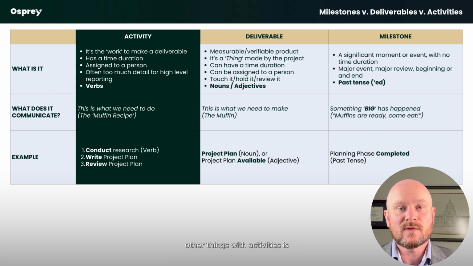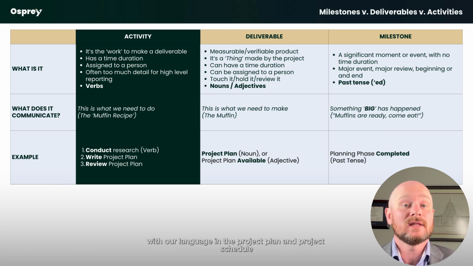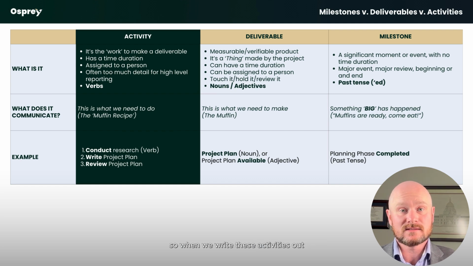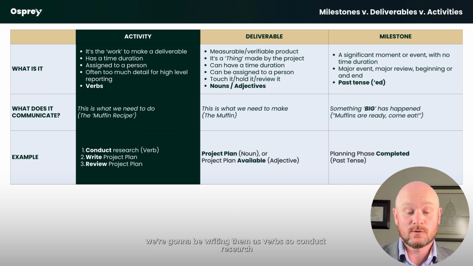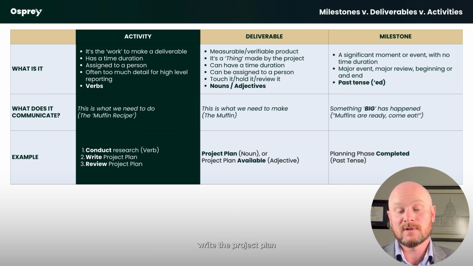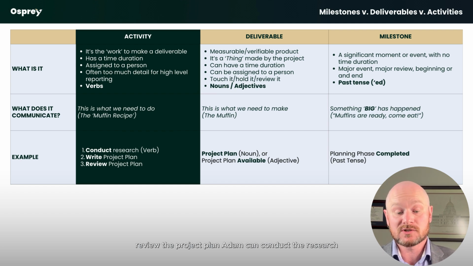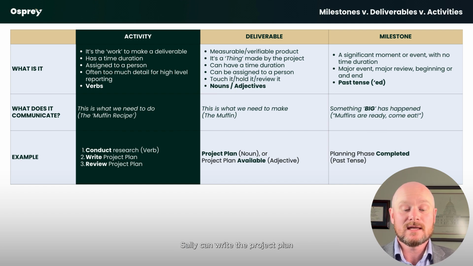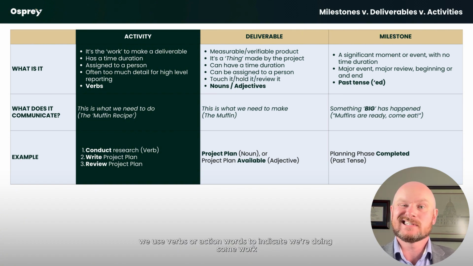Other things with activities: we want to be very clear with our language in the project plan and project schedule. So when we write these activities out, we're going to be writing them as verbs. So conduct research, write the project plan, review the project plan. Adam can conduct the research, Sally can write the project plan, Tammy can review the project plan. We use verbs or action words to indicate we're doing some work.